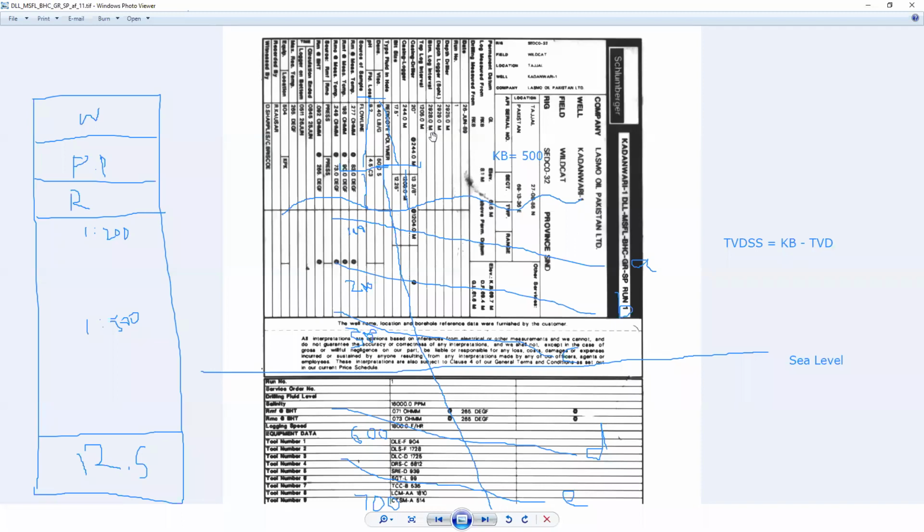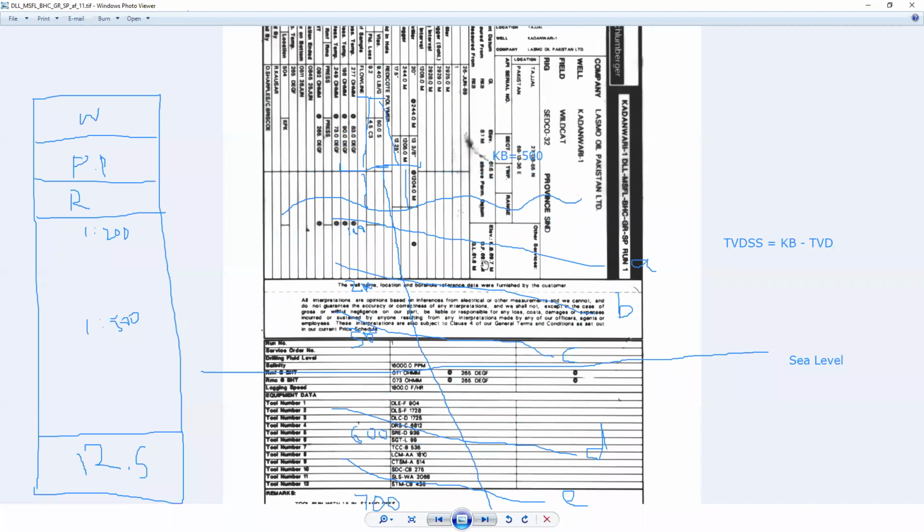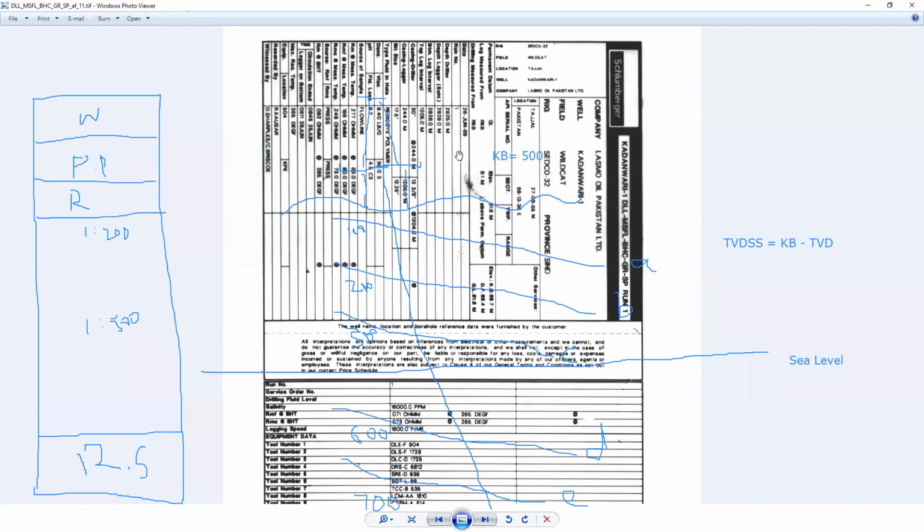So it is run 1 for the DLL, and you also get the well information and the lat longs, some ground elevations and also the KB information, who witnessed, who recorded. This type of information is available over there.